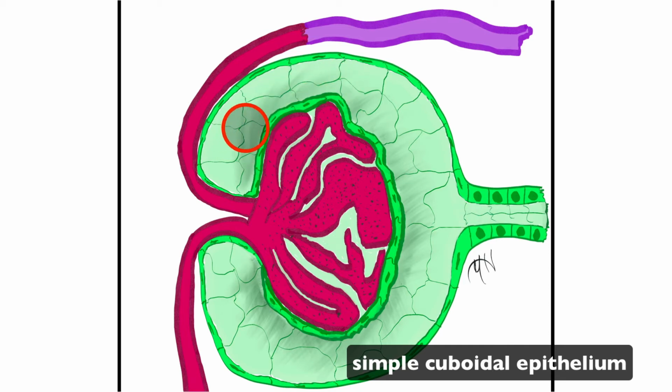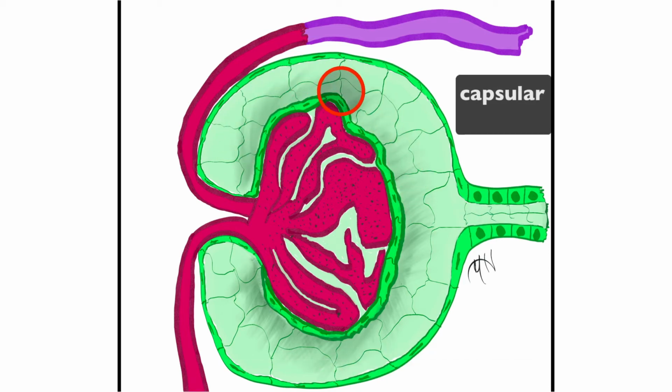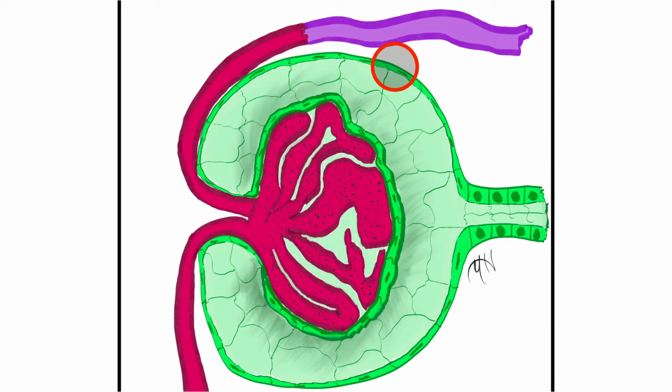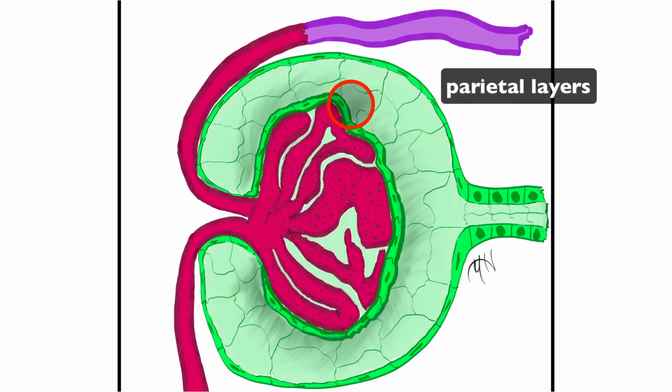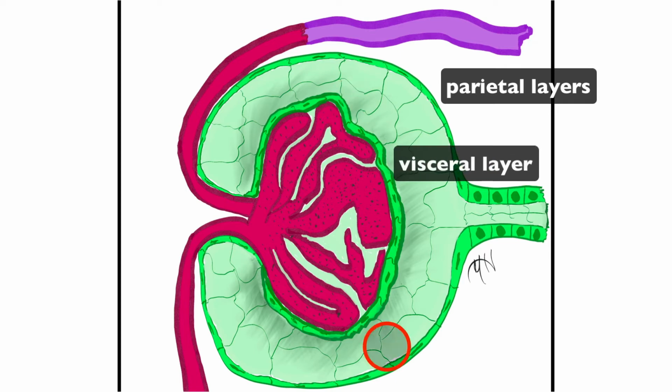This right here is the capsular space. And this space is where filtrate first arrives. So filtrate's going to move from the glomerular capillary into the capsular space. Now, Bowman's capsule is composed of two layers, a parietal layer on the outside of it and a visceral layer on the inside. Parietal layer and visceral layer.